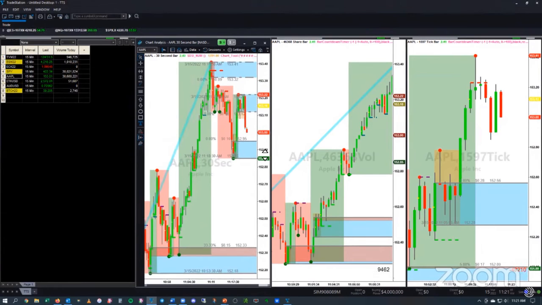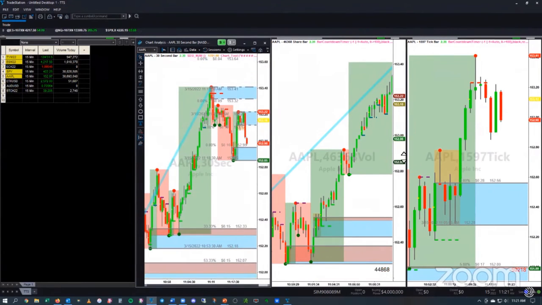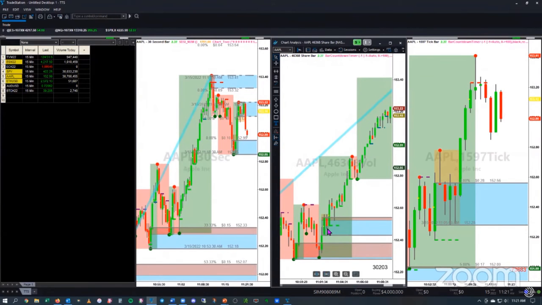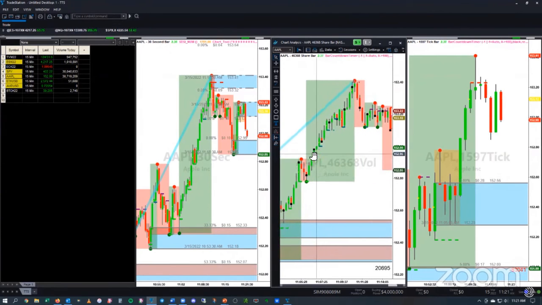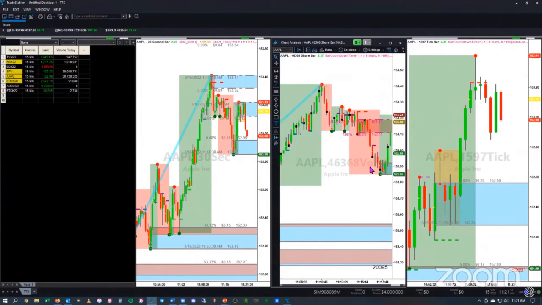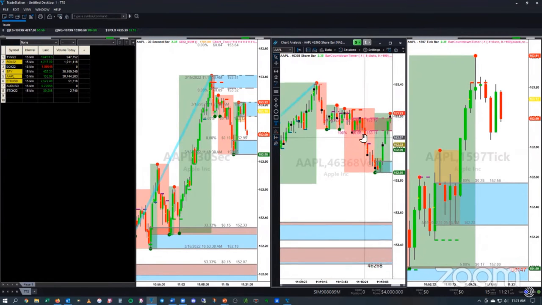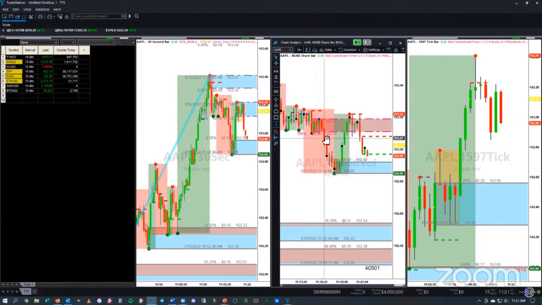So you can see here what the 30 second looks like. And it does look a bit more similar, doesn't it? So you can see what that looks like.